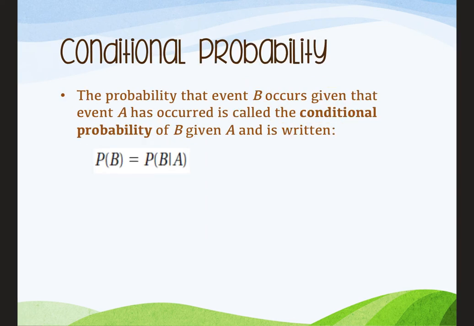So conditional probability is for your and statements. The probability that event B occurs given that A has already occurred is what's called a conditional probability. When you have an and statement and there's dependence, we assume whatever we wanted the first time, we got. So this notation just says, what's the probability of B occurring, assuming A has already occurred? That's what that means, okay?